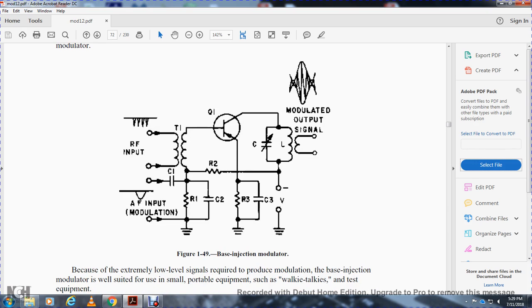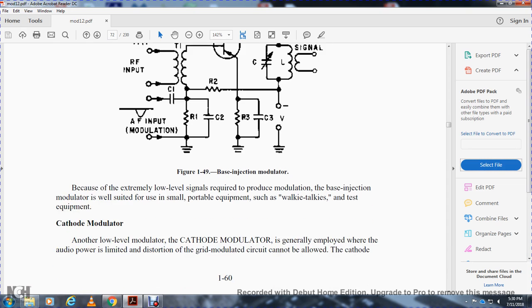Figure 149 shows the base injection modulator. The radio frequency input goes into transformer 1 and into transistor 1 through the capacitor and inductor circuit. Your tank circuit also includes resistor 1, capacitor, resistor 3, and resistor 2, with the tuning resonant circuit. The audio frequency input is through capacitor 1, resistor 2, voltage.